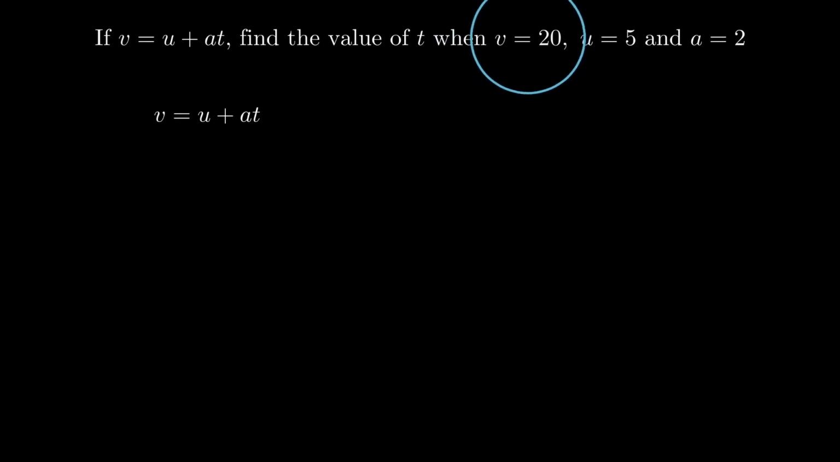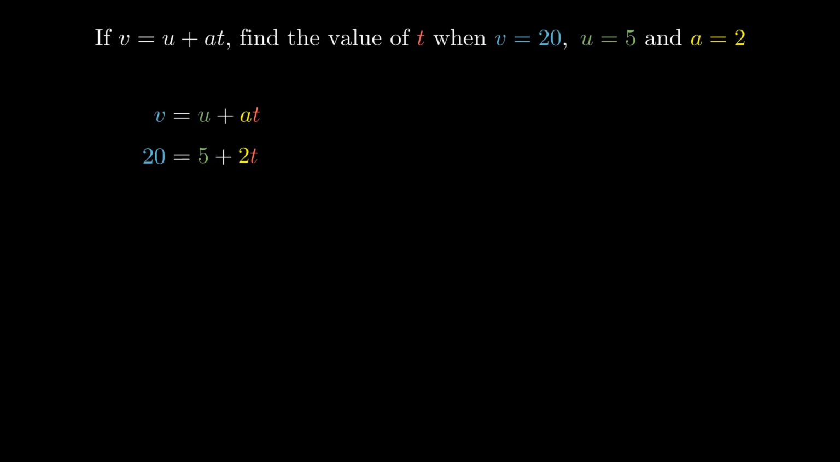One is that v is 20, and so the v in here can be replaced by 20. Then u is 5, so the u can become a 5. And we're given a is 2, so the a there can become a 2. And we're using these three bits of information to find the value of t, which is here in our formula, and so there's the t over there that we're trying to find. And so after putting those three bits of information in, the equation we come up with, 20 equals 5 plus 2t, is something that should look quite familiar to us.